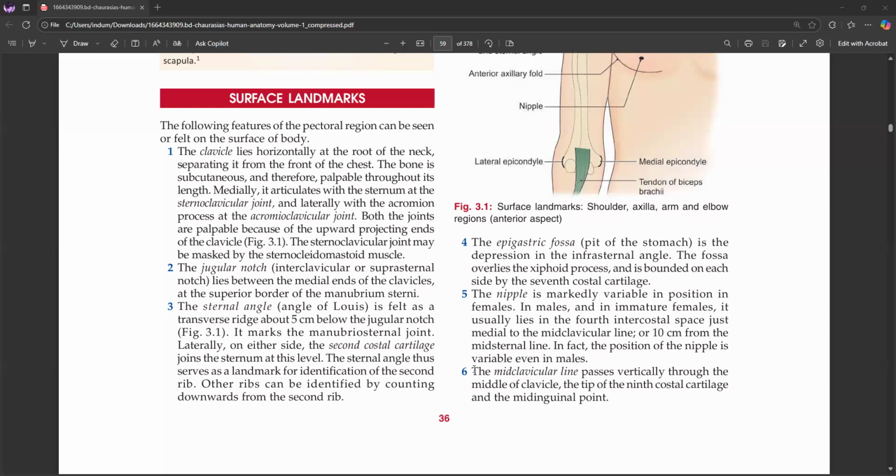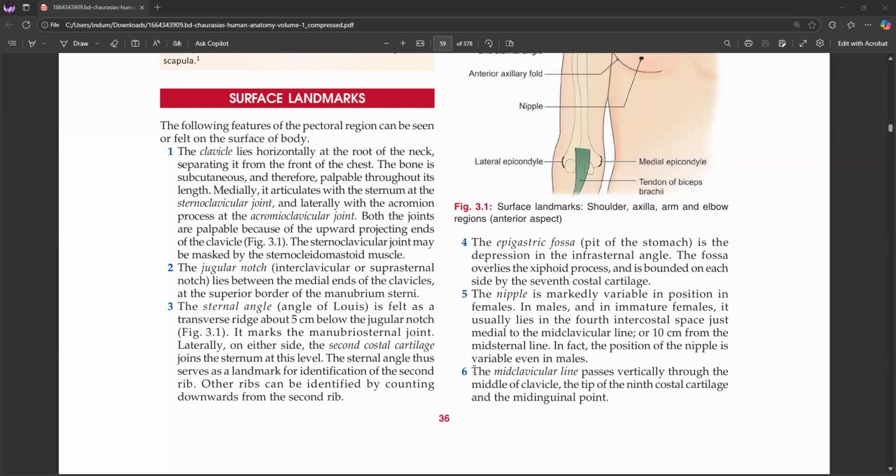Number 2. The jugular notch, interclavicular or suprasternal notch, lies between the medial ends of the clavicles at the superior border of the manubrium sterni. Number 3. The sternal angle. Angle of Lewis is felt as a transverse ridge about 5 cm below the jugular notch, figure 3.1. It marks the manubrio-sternal joint laterally on either side. The second costal cartilage joins the sternum at its level. The sternal angle thus serves as a landmark for identification of the second rib. Other ribs can be identified by counting downwards from the second rib.